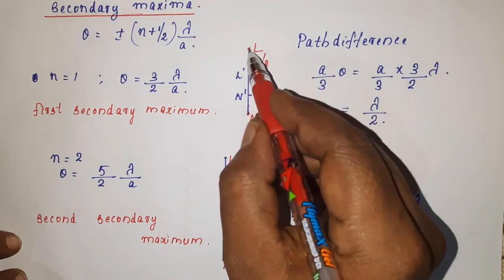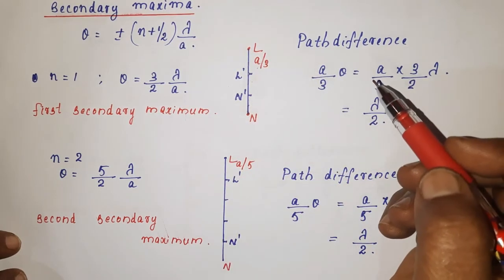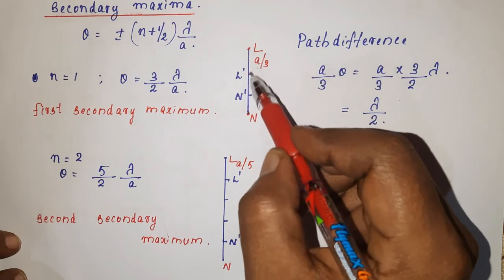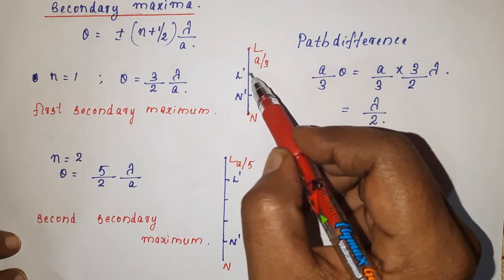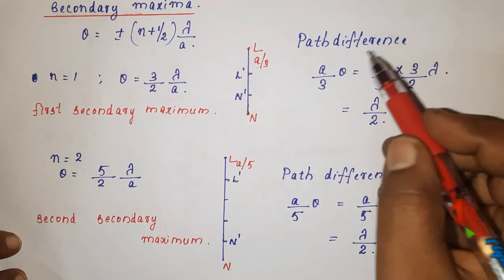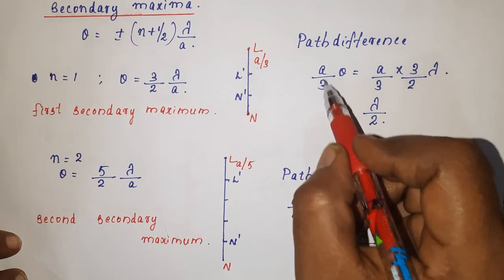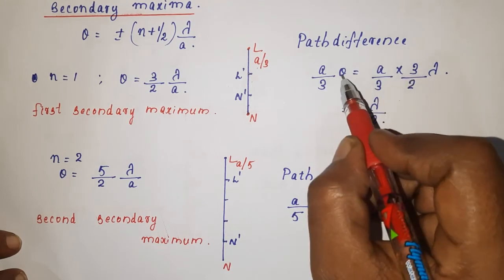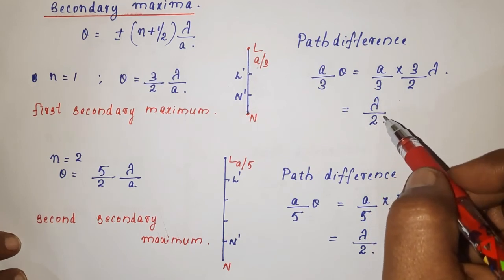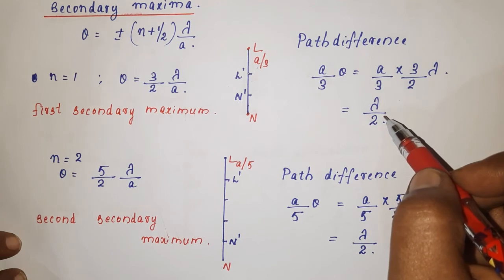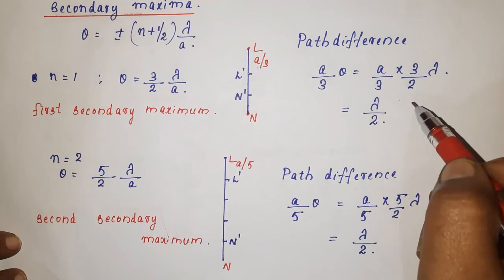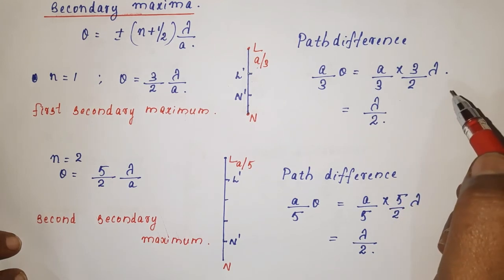Now consider the 2 points L and L dash on the slit. If we assume 2 waves to be starting from the points L and L dash, the secondary wavelets, when they reach the point P, the path difference between those two waves will be a by 3 theta. Substituting for theta, we get lambda by 2. The path difference between the two waves which start from L and L dash is lambda by 2, which means those two waves will get destructively interfered.